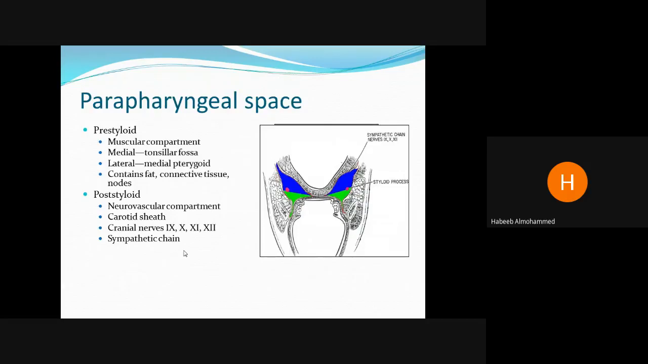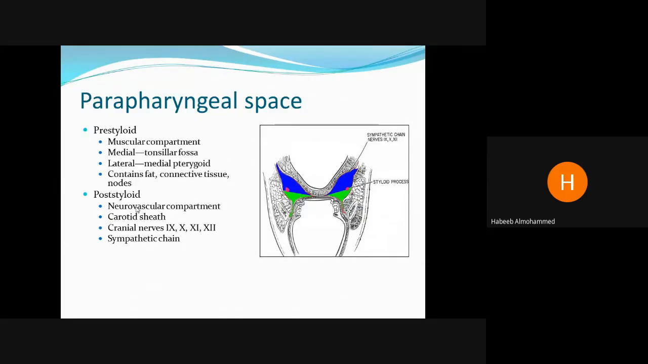So infection from one space can extend to another, as we see, and it also communicates with the submandibular space, and even the peritonsillar space can interconnect with the others. Further, anatomically speaking, the parapharyngeal space is divided into two compartments, either pre-styloid or post-styloid.